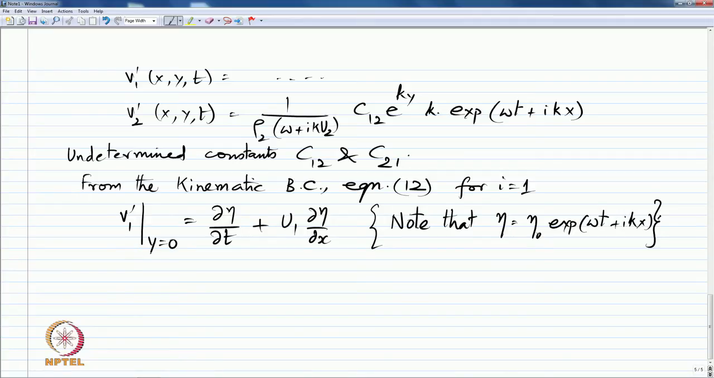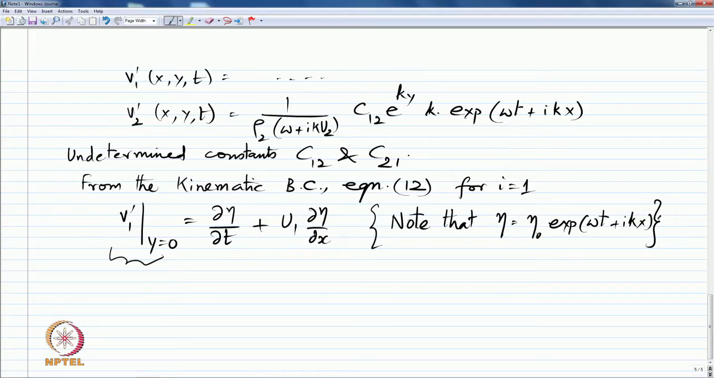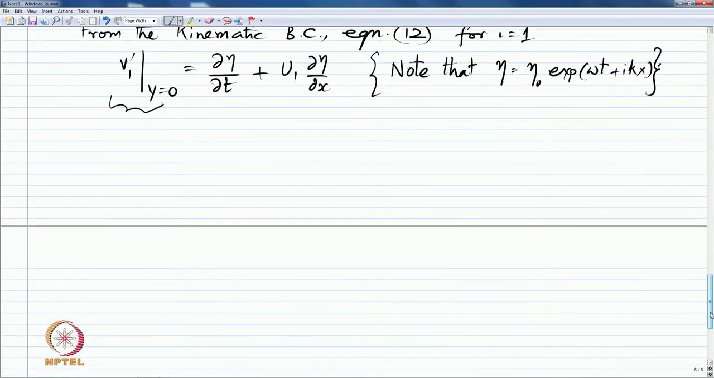V1 prime as we approach y equal to 0 from fluid 1, which is basically denoted by this quantity V1 prime at y equal to 0, is equal to the physical movement of the interface in an advected sense. So, dou eta dou t plus U1 dou eta dou x is basically an advection of that interface with a velocity U1. U1 happens to be the fluid velocity, the base flow velocity in fluid 1. So, once we figure this out, now substituting what we have for v1 into this, we get k times c21.